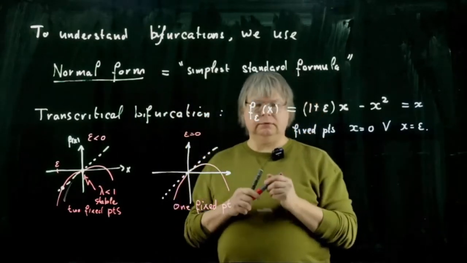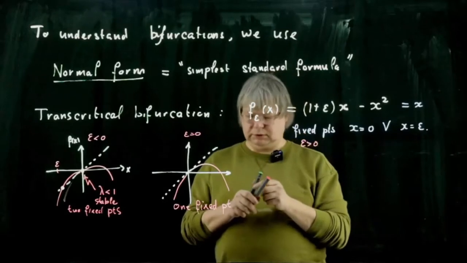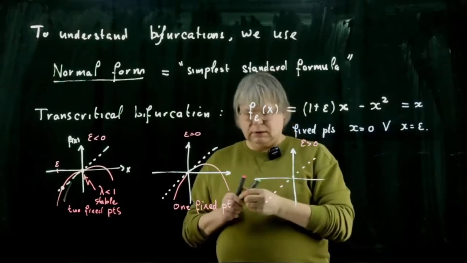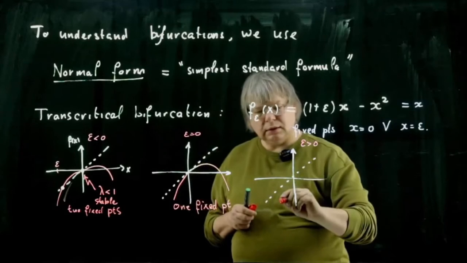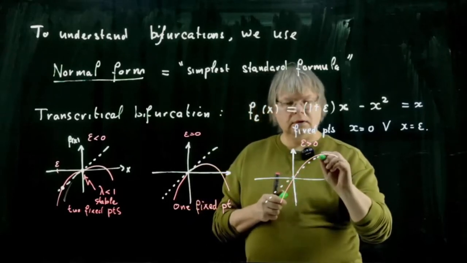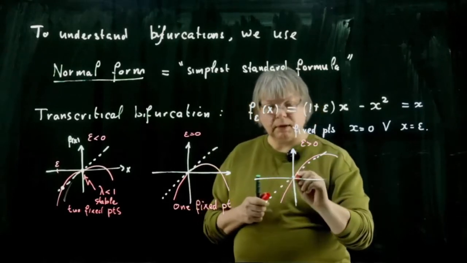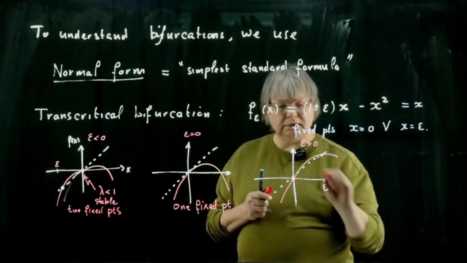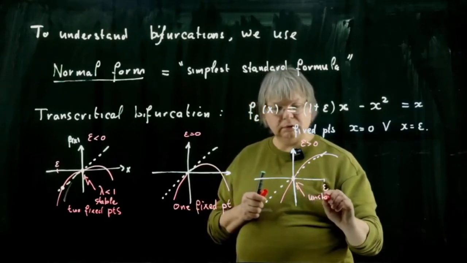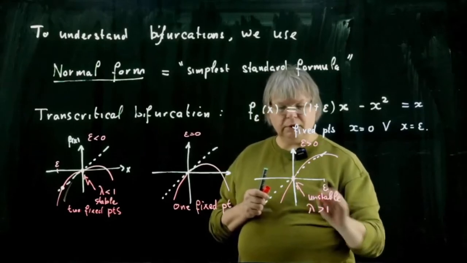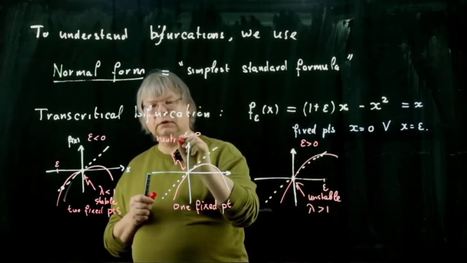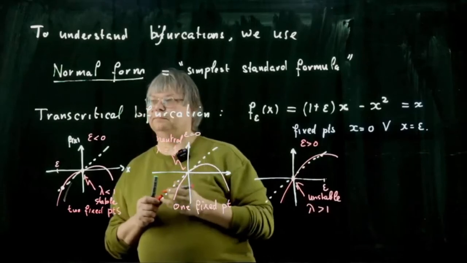And then of course we also want to see what happens if epsilon is bigger than 0. Okay, again the axis. And now the graph looks like this. So now there are two fixed points again, 0 and this one, which is at epsilon. And now we see that that one is unstable because its multiplier is now larger than 1. And here it's neutral because lambda is exactly 1.